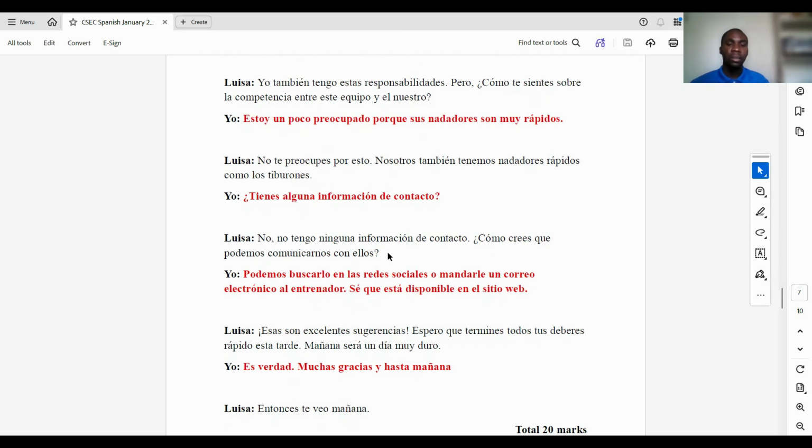So obviously, I have to ask a question, and there were question marks, so a question was mandatory. So you have to ask her if she has any contact information because obviously she says, no, no tengo ninguna información de contacto. So, ¿tienes alguna información de contacto? So that will respond to that part.